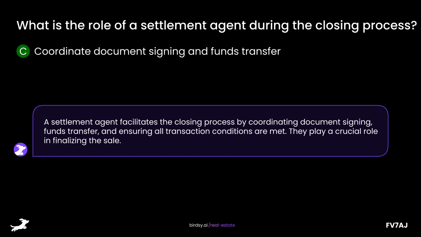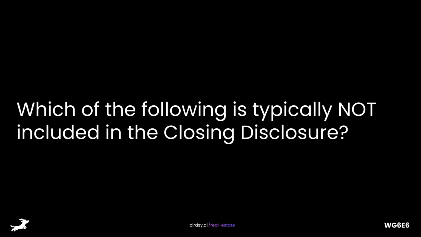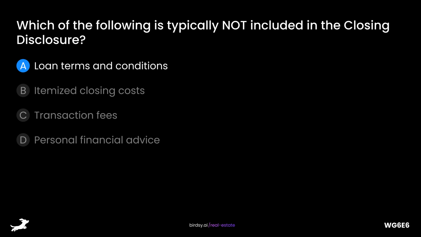A settlement agent facilitates the closing process by coordinating document signing, funds transfer, and ensuring all transaction conditions are met. They play a crucial role in finalizing the sale. Which of the following is typically not included in the closing disclosure? Is it A, loan terms and conditions, B, itemized closing costs, C, transaction fees, or D, personal financial advice? The answer is D, personal financial advice.